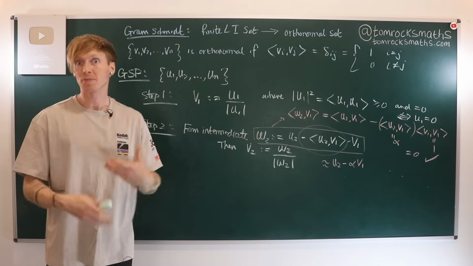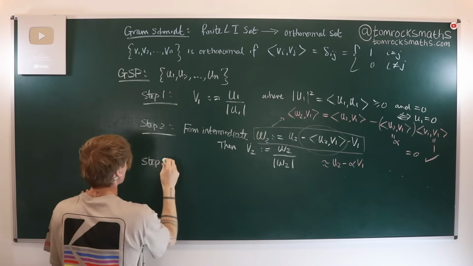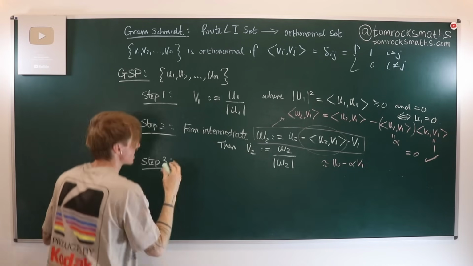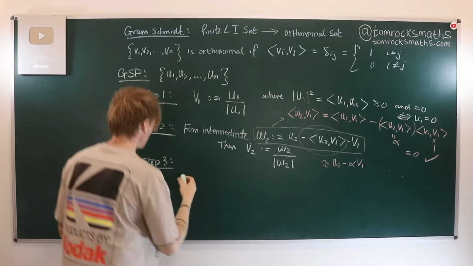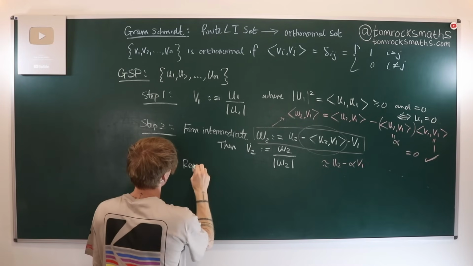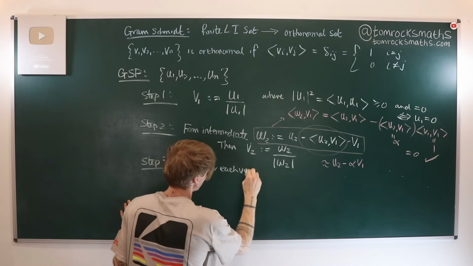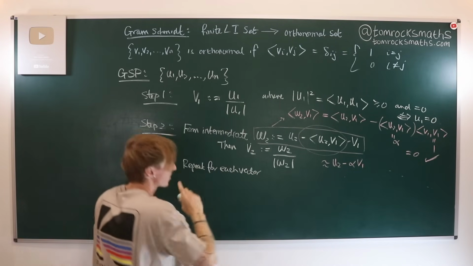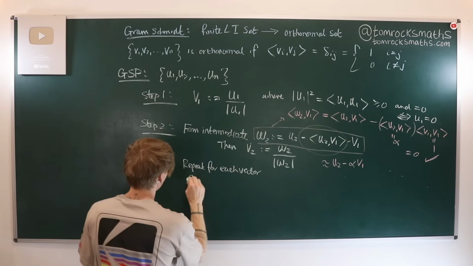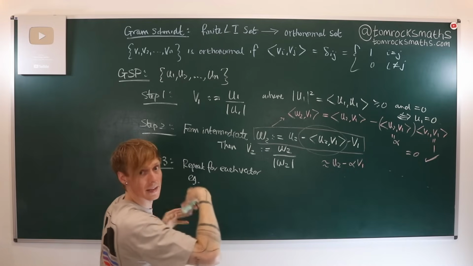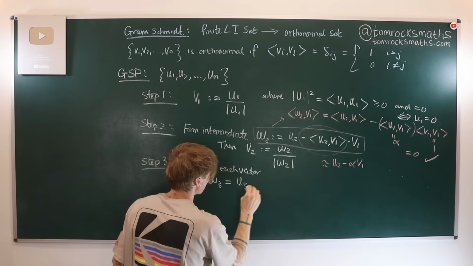Step 3 of the Gram-Schmidt procedure actually just tells us to basically repeat step 2, but for the next vector in our list. So here, we say repeat for each vector. And what we mean by that, because there is a very slight modification you have to make at each step. So we're going to repeat for each vector. So e.g., for the next one, we form the intermediate. So we would form w3 is equal to our third vector.